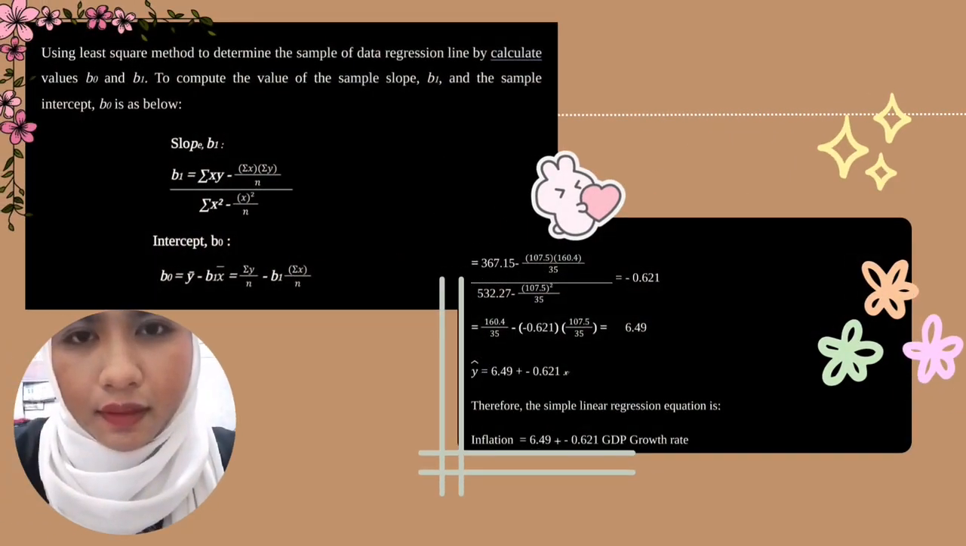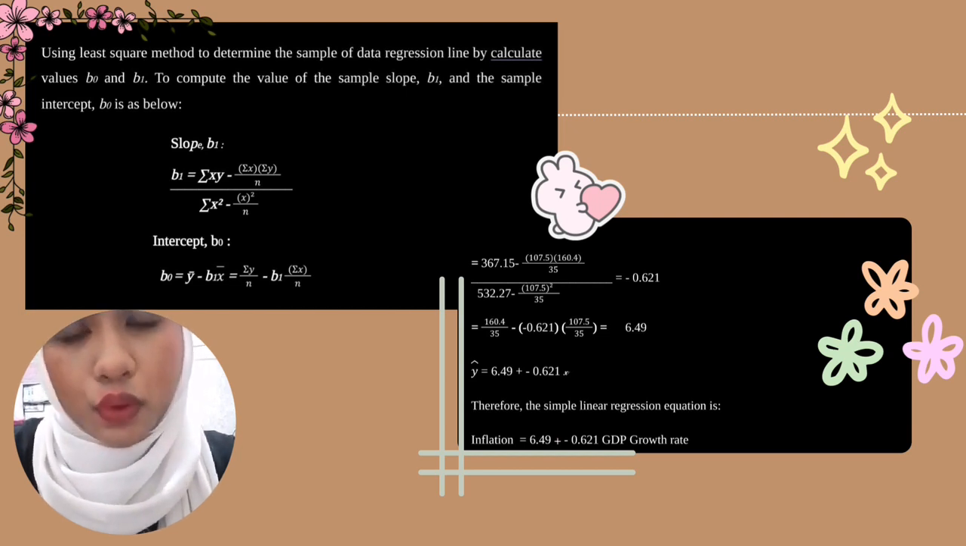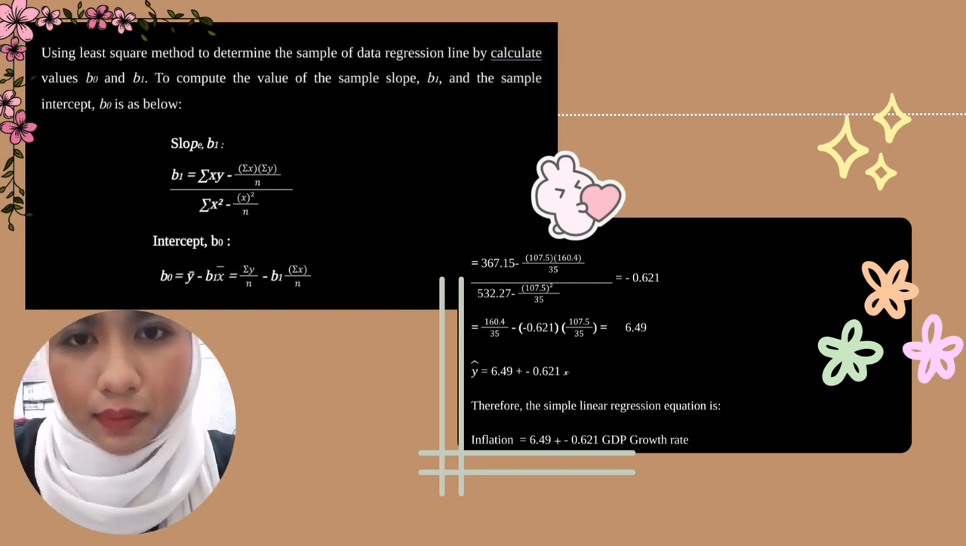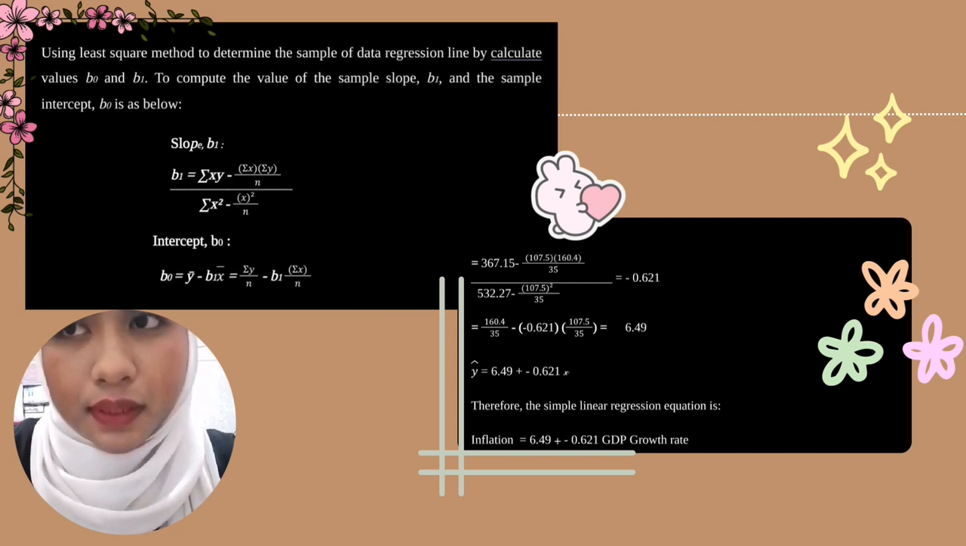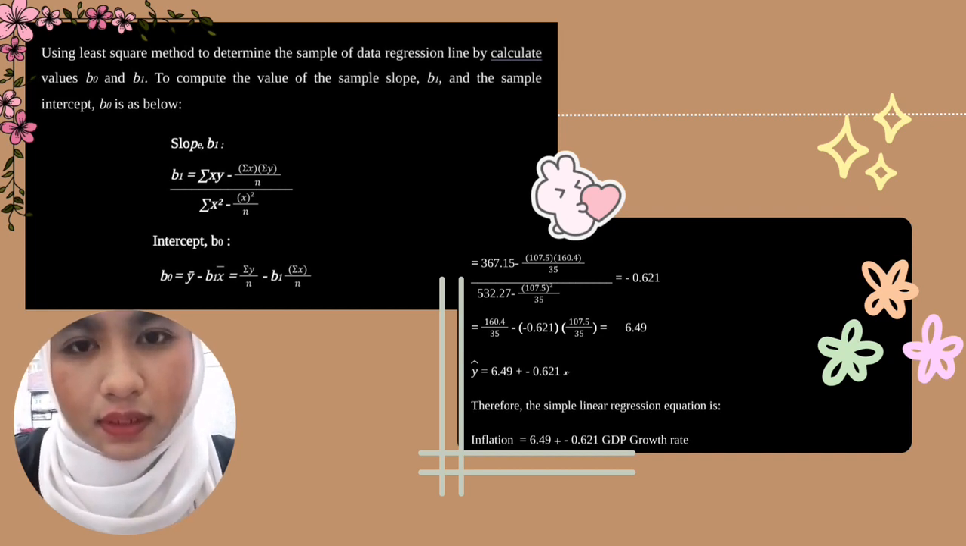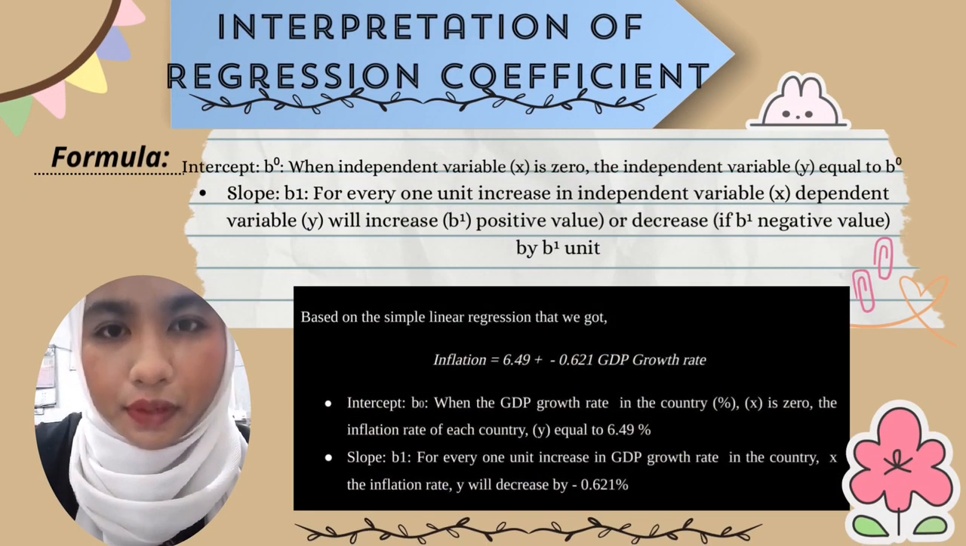Next, after we are done, we use the least squares method to determine the sample regression line by calculating the values of b0 and b1. To compute the sample slope b1 and the sample intercept b0 is as below. I include the formula and I got the final answer: inflation equals 6.49 plus negative 0.619 GDP growth rate.